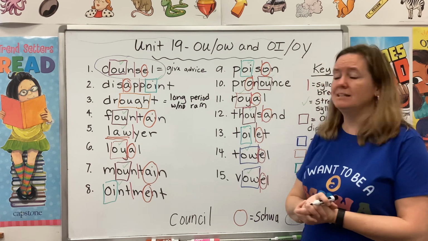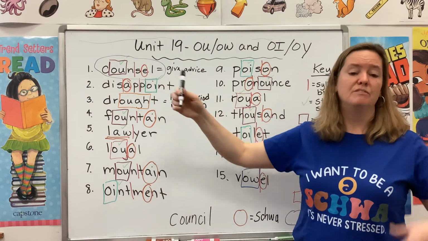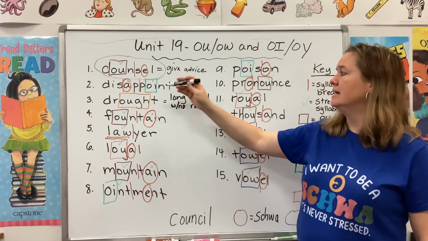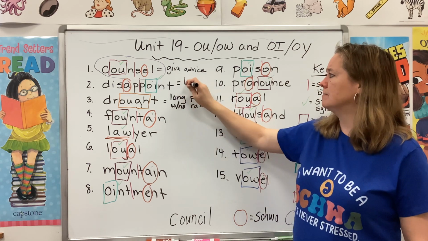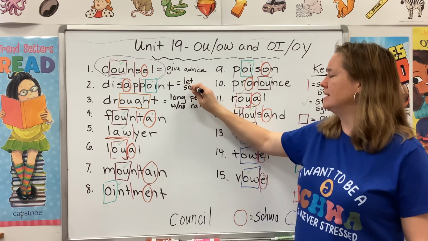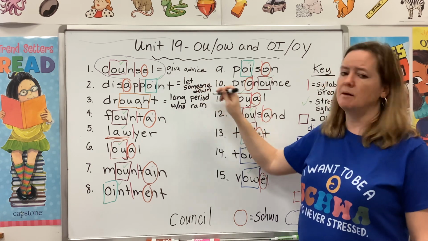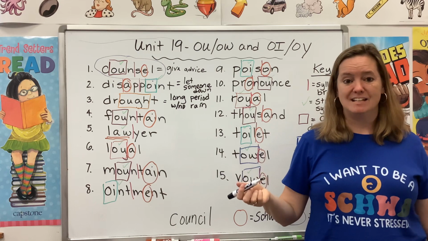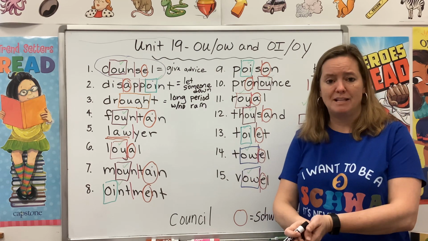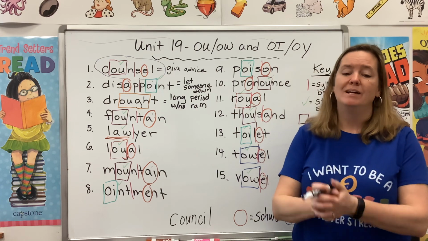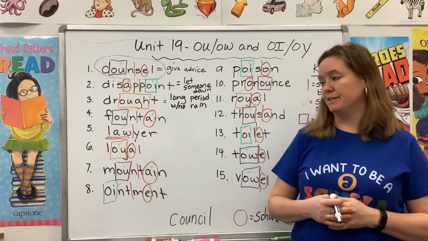All right, real quick, let's make sure we know what all of our words mean. So we talked about counsel. If you counsel someone, you give them advice. To disappoint someone is to let them down. They were really hoping that something would happen and then it didn't. So maybe your friend thinks you're going to invite her to a birthday party and then you don't. Now she's disappointed. She's feeling sad, like you let her down.